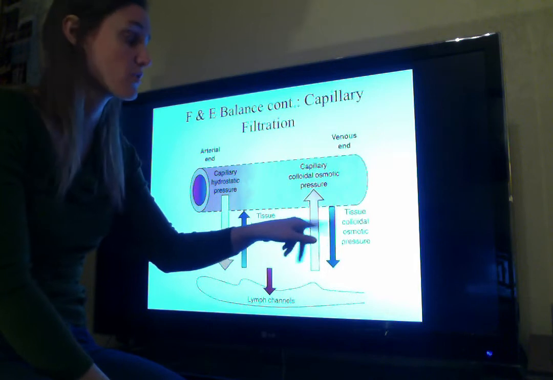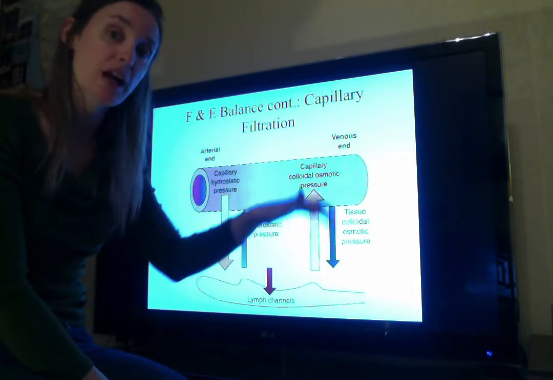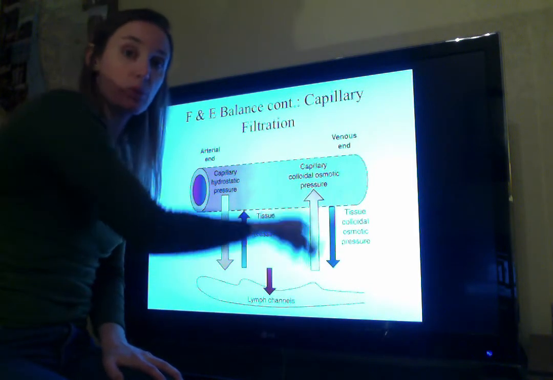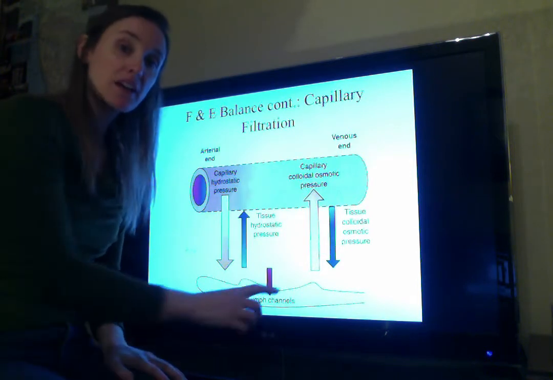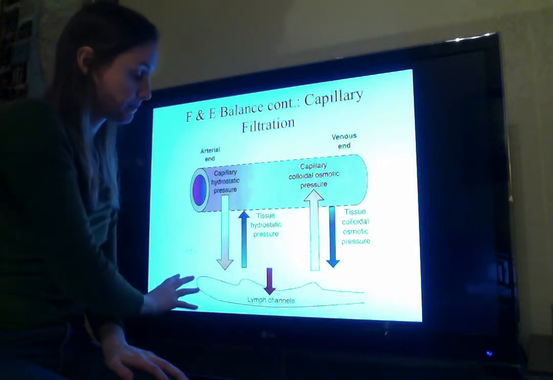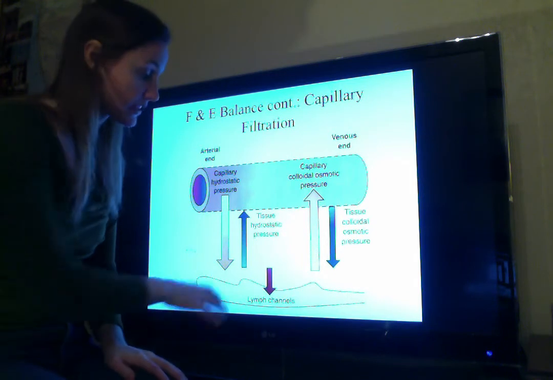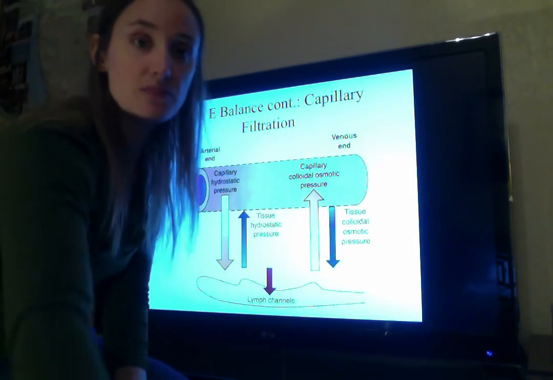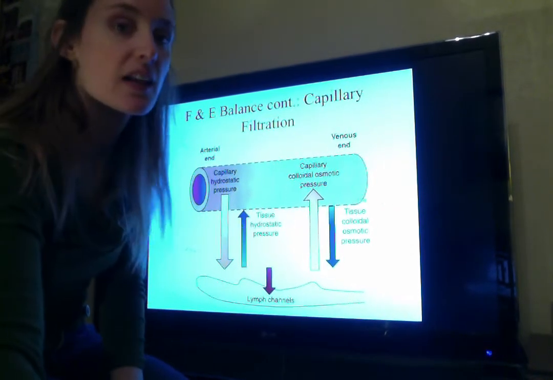Now there is some tissue colloid osmotic pressure as well that's keeping fluid out in the tissue, but overwhelmingly there's more albumin in the blood vessel pulling the fluid back in. And then at the very bottom, there will be some fluid that doesn't get taken back up into the capillaries, and so that fluid will be taken care of through the lymph channel. I'm going to just quickly pop on over to the next slide.